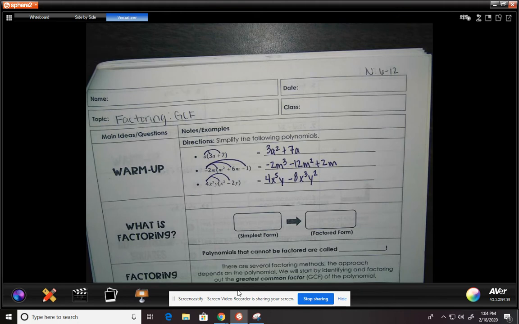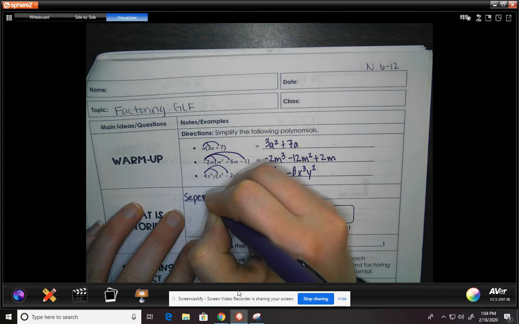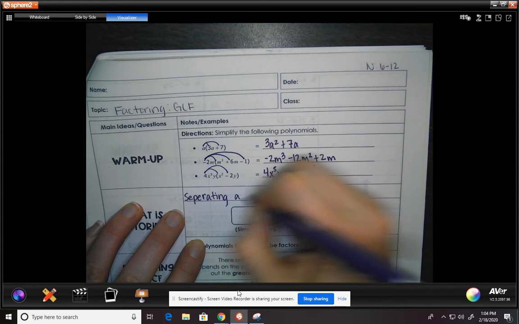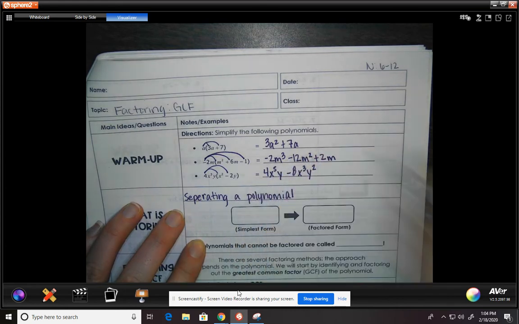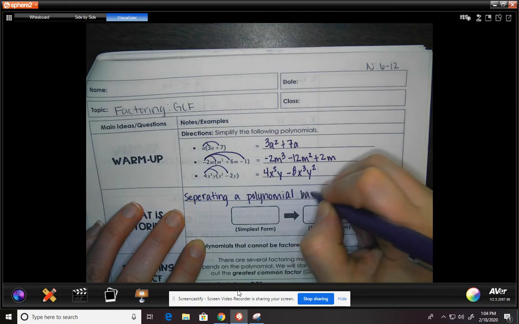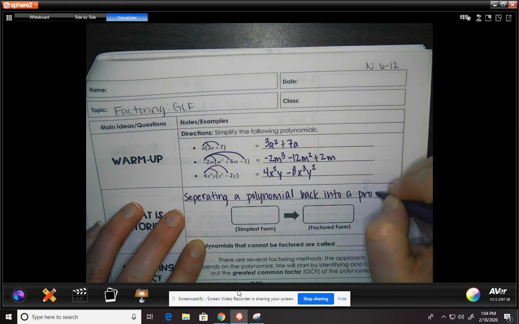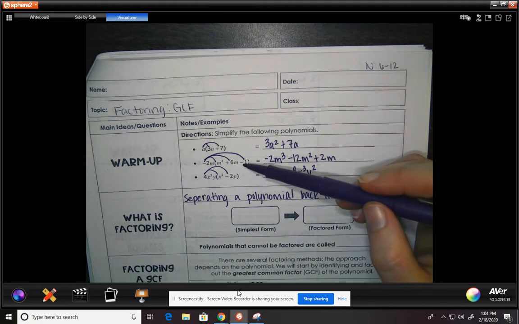Okay, so when you're factoring, first off, what is it? This is just separating a polynomial back into a product. And product just means the multiples. So the blah times blah. So they're going to give us this, and we're going to get back to that.